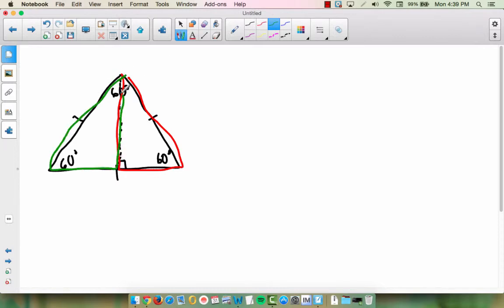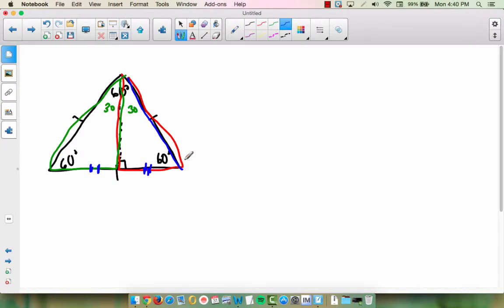So, because I know those two triangles are congruent, I know this is 30 degrees, and I know this is 30 degrees, and I also know that this side here and this side here are congruent, and they're half the length of this side.